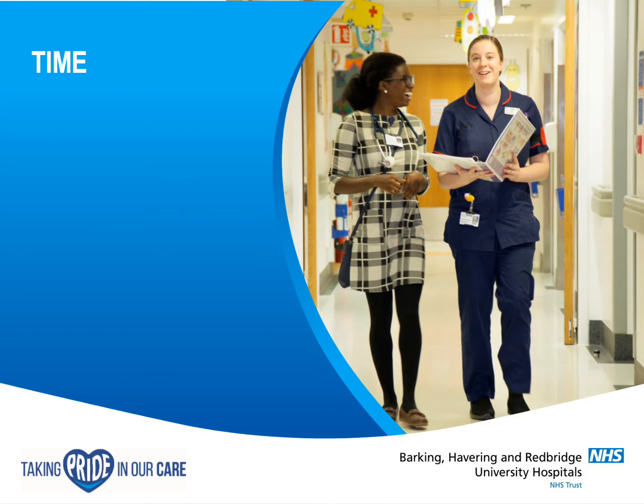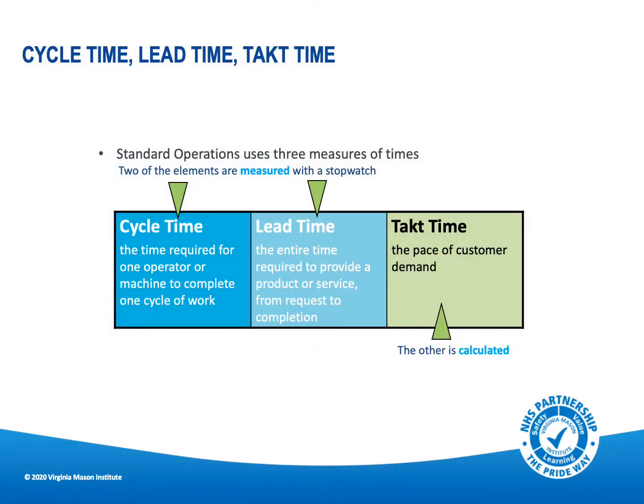Now we'll recap cycle time and lead time. Cycle time is how long it takes one operator or machine to complete one cycle of work, measured with a stopwatch. Lead time is how long it takes to provide the whole product or service, also measured with a stopwatch. TAKT time, on the other hand, is not measured with a stopwatch. Instead, it is calculated and is the pace or drumbeat of demand.